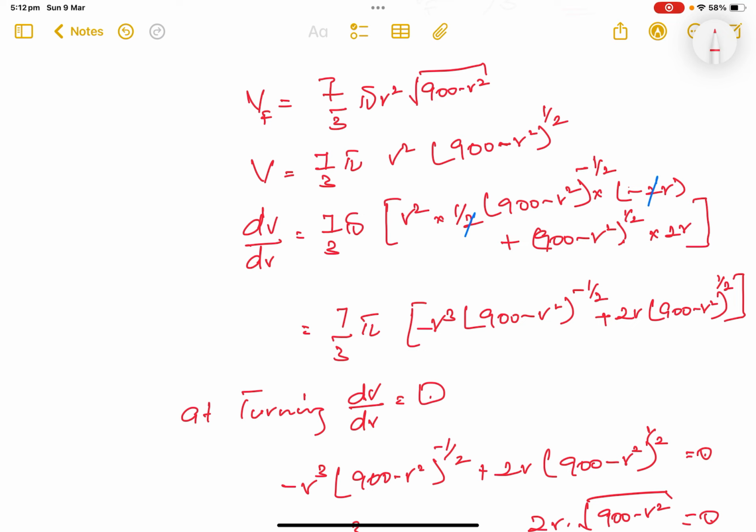So dv over dr equals 7/3 pi, just a constant, and u times v form. So r squared times the differentiation of 900 minus r squared to the power half. So half times 900 minus r squared to the power of half minus 1, which is minus half. Then the differentiation of minus r squared is minus 2r. That is this one. And then plus 900 minus r squared to the power half, times the differentiation of r squared, which is 2r.